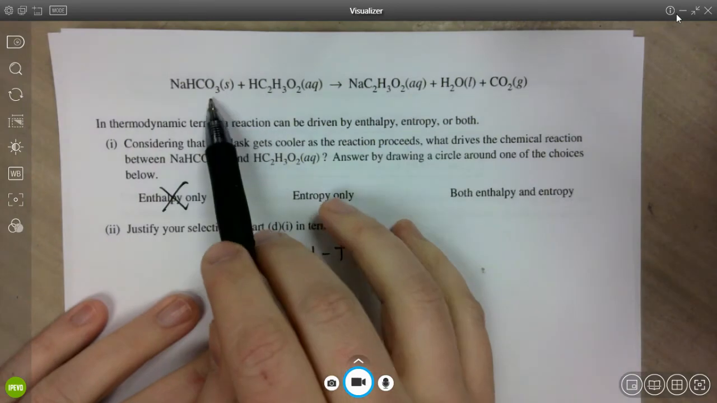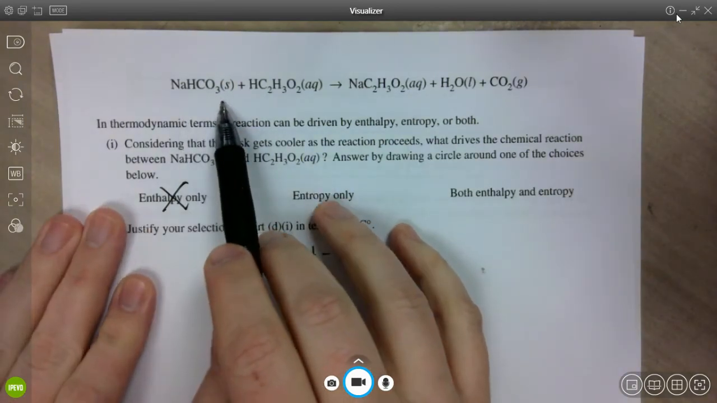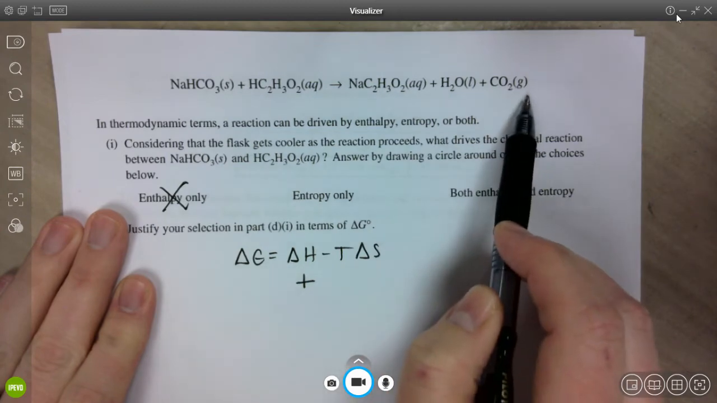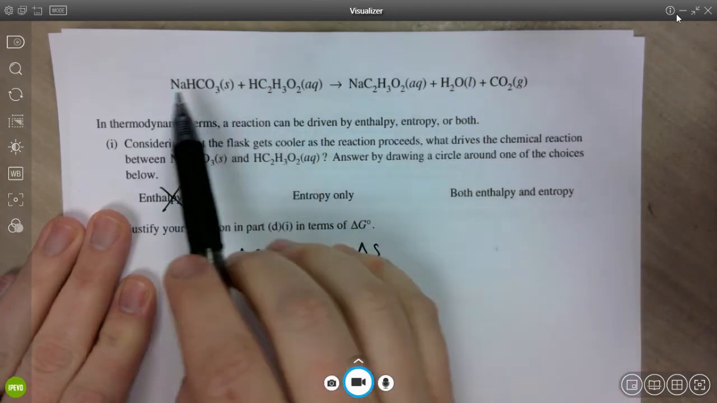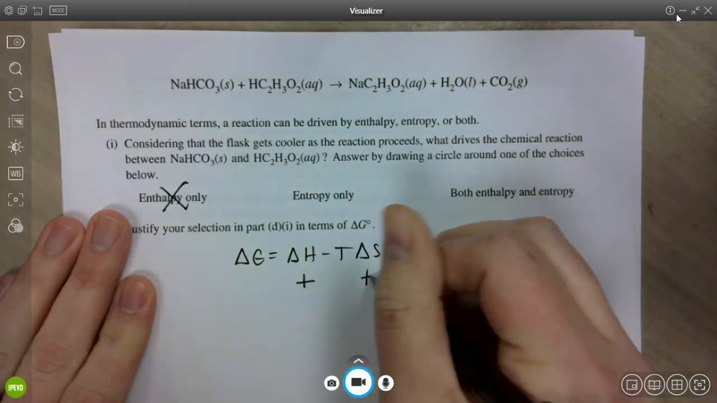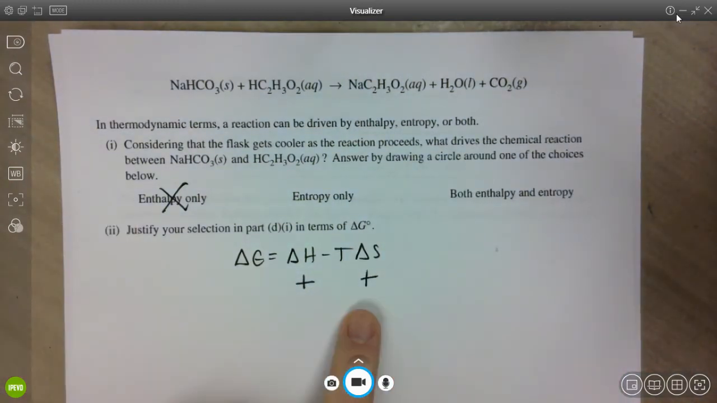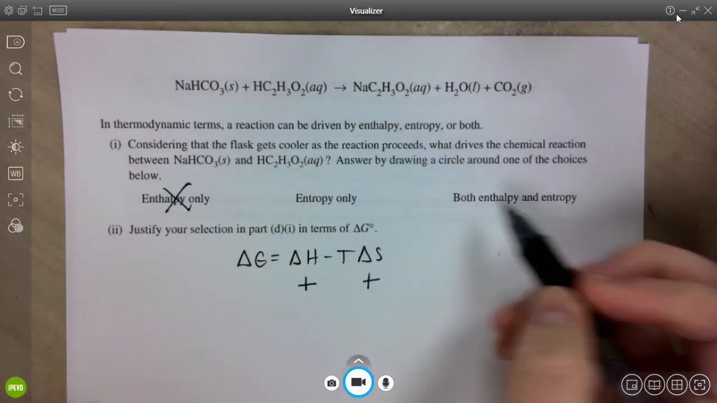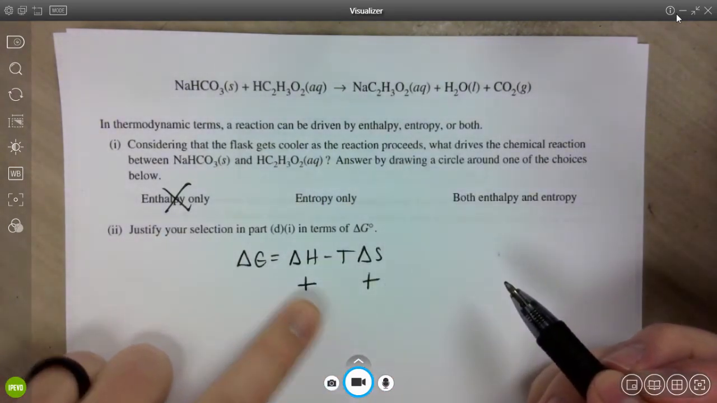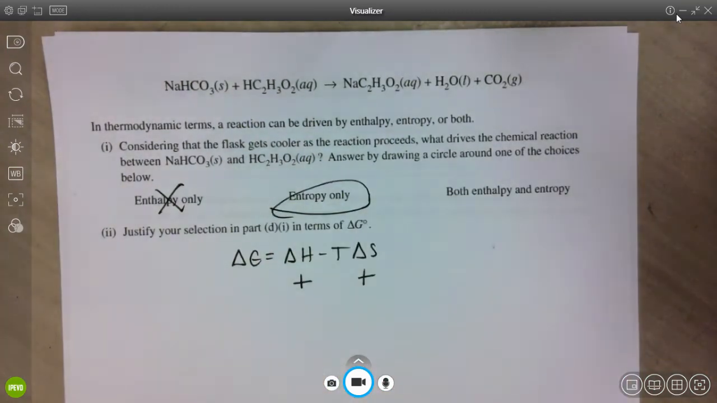If we look here, we're going from a solid, an aqueous, to aqueous, a liquid, and a gas. So that is already increasing our entropy. And we're also going from 2 moles of stuff to 3 moles of stuff. So we have a positive entropy value, which is what we want. So in this case, we know that the enthalpy isn't helping us because it's endothermic, but this is. So our correct answer is going to be entropy.